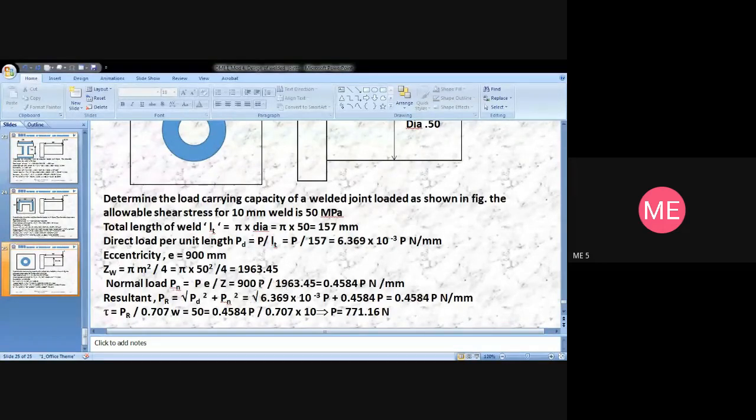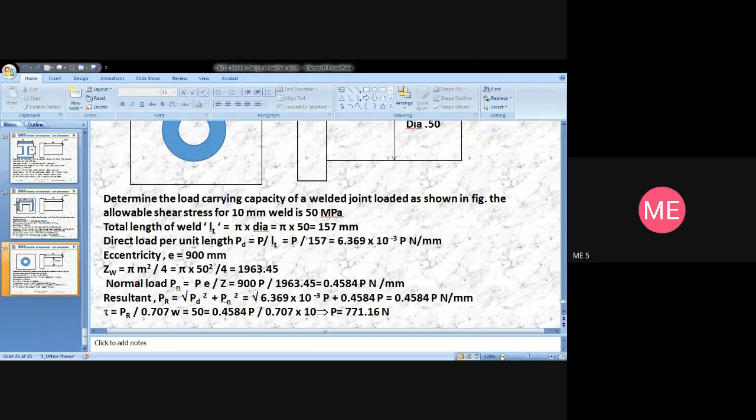Finished? Finished with this? Yes, sir. Finished, Jayant? Yes, sir. Done. And Sanjay Gowda? Yes, sir. Finished. Okay. Right, so this is the total welded joint.